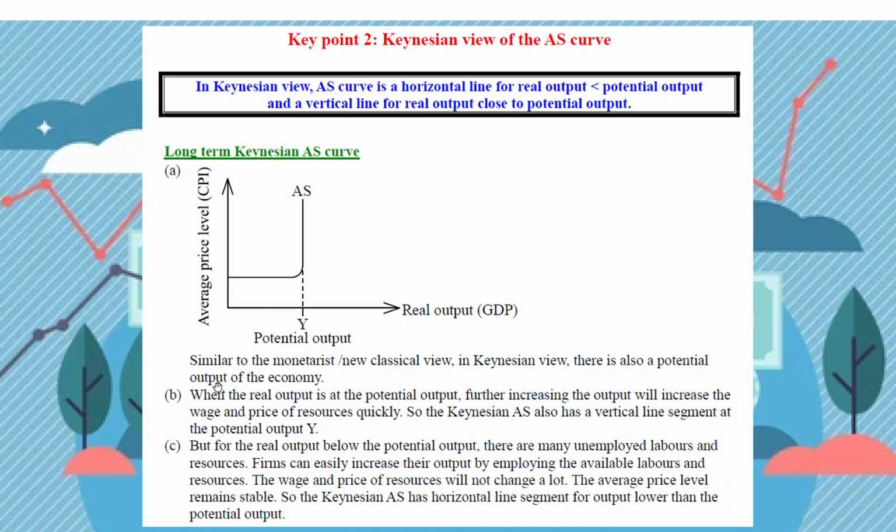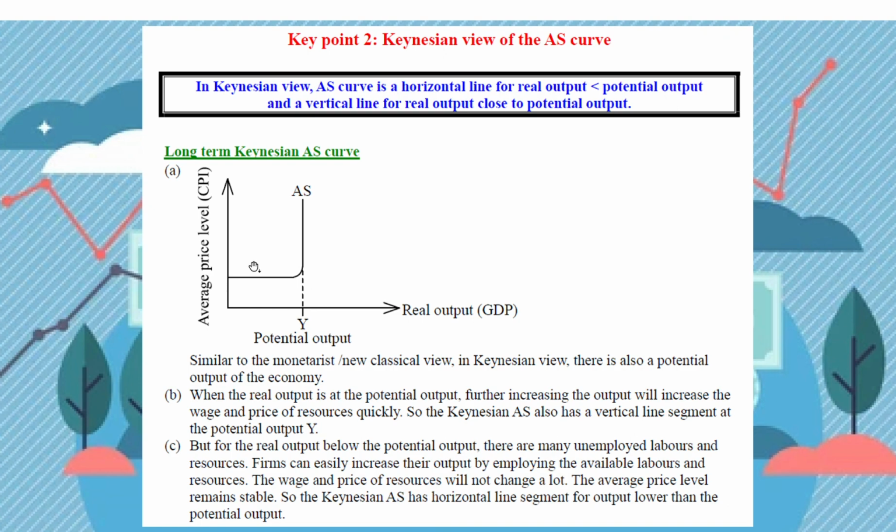Yes, there is a potential output of an economy. If the real output is at the potential output, you can't increase it further because it's full employment already, right? Further increasing the output will increase wages and resource prices quickly. So the Keynesian AS also has a vertical segment at the potential output. But Keynesians have an idea about the point of full employment.